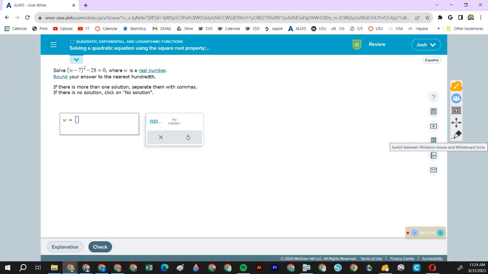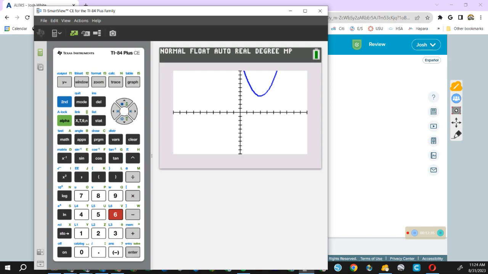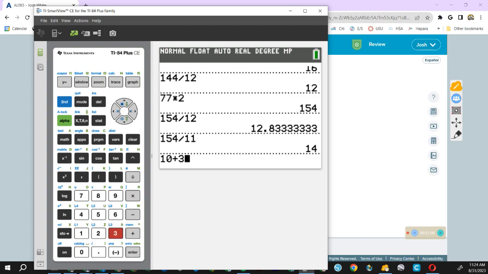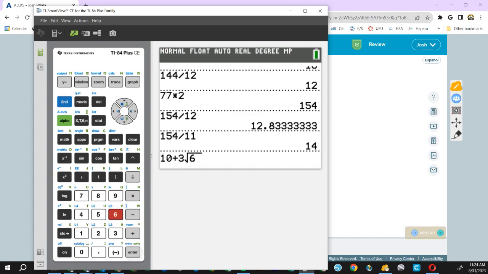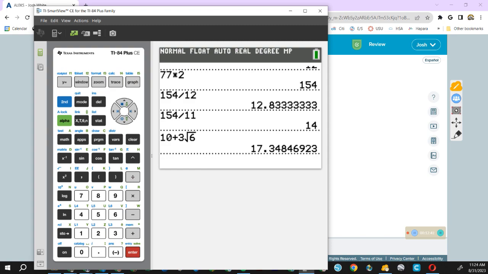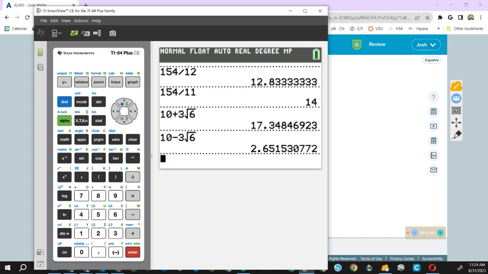Same thing here, but it wants your answers to be decimals. So on the last one, I had 10 plus 3 root 6. I would just type in 17.34 and 10 minus 3 root 6, 2.65.